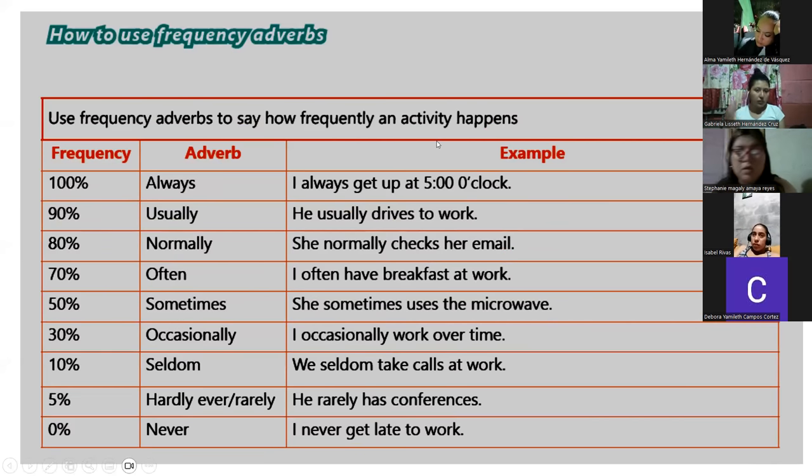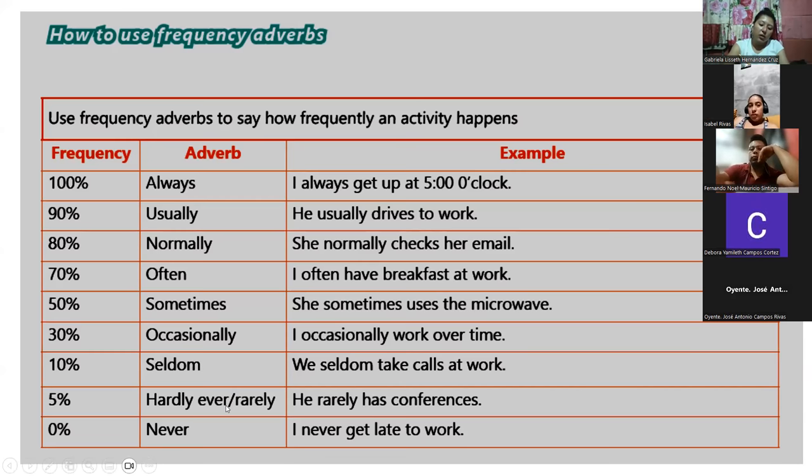So how do we use these frequency adverbs? Let's read this sentence. We use frequency adverbs to say how frequently an activity happens. And what are the adverbs again? Always, usually, normally, often, sometimes, occasionally, seldom, hardly ever, rarely, and never.